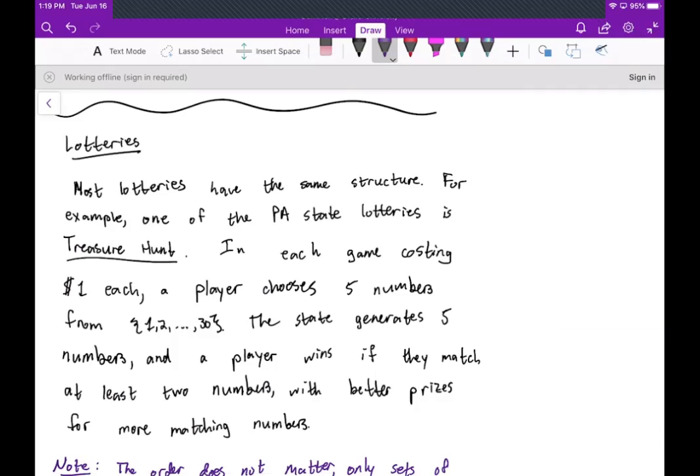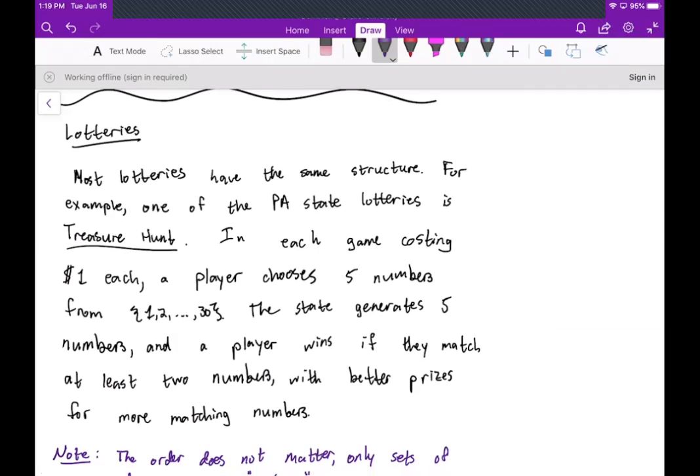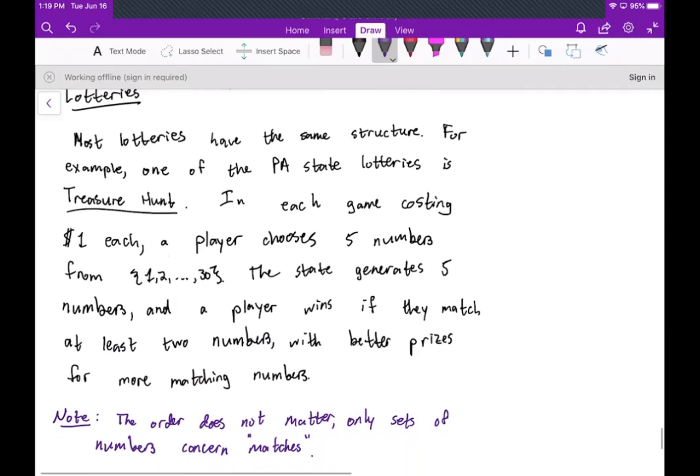Okay, guys, in this video, we're going to talk about lotteries and how they relate to probability. The basic idea is that most lotteries have the same or similar structures. For example, one of the PA state lotteries is called Treasure Hunt.